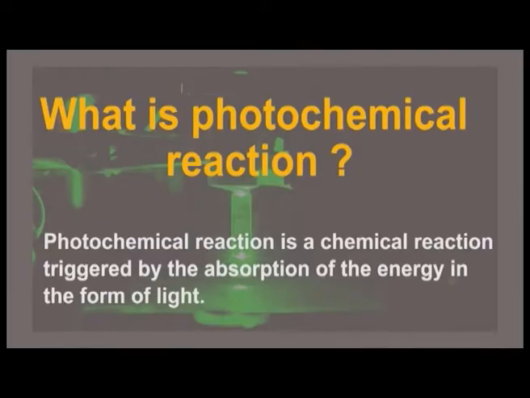Let's define it in a simple way. What is a photochemical reaction? A photochemical reaction is a chemical reaction triggered by the absorption of energy in the form of light. You must recall important laws of photochemistry like the Grotthuss-Draper law, Lambert-Beer law, and Stark-Einstein law, the photochemical equivalence law, which we have already discussed in our earlier lectures. So, now let's compare thermal and photochemical processes.